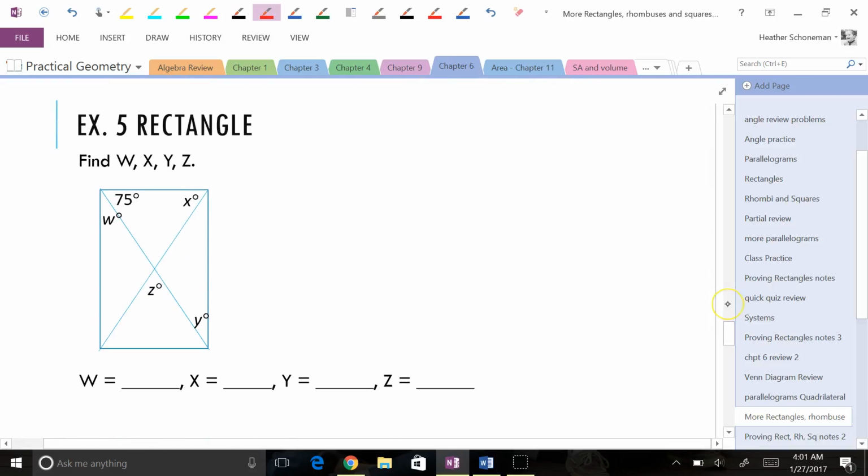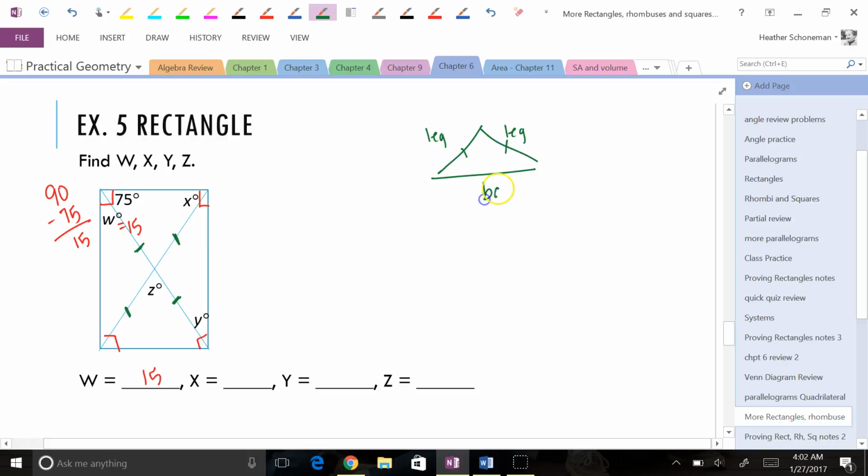All right, next example, we have a rectangle. In a rectangle, the four corners we know are all 90. So to get W, it's going to be 90 minus 75, which gives us 15. Okay? Then we have to figure out the rest. On a rectangle, all four of these are congruent, which means we have four isosceles triangles. And in an isosceles triangle, the two legs are congruent and the two base angles are congruent. So that means 75 matches X, so this is 75.